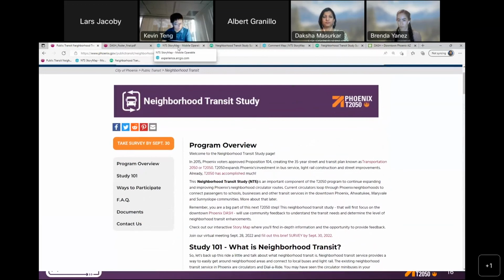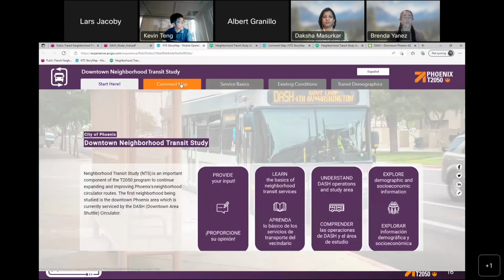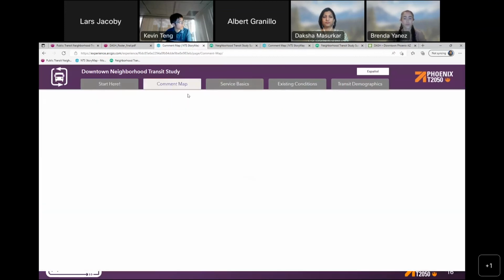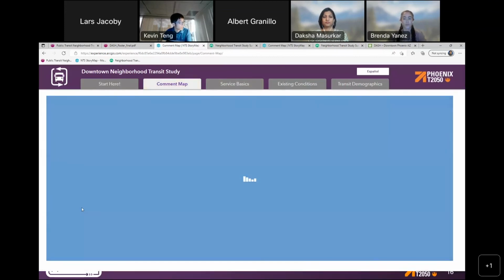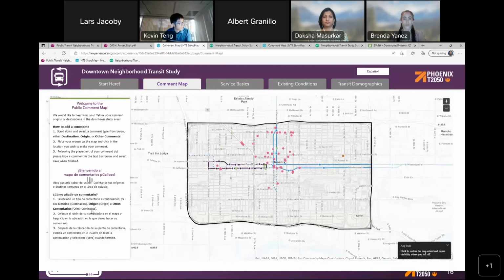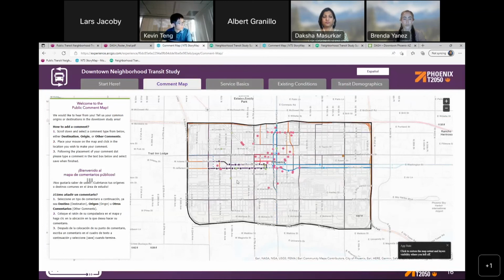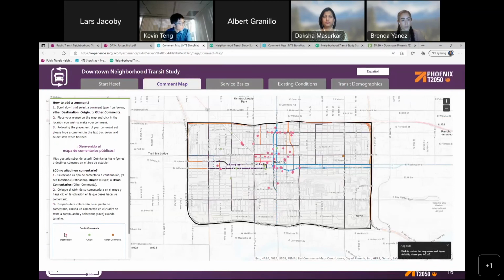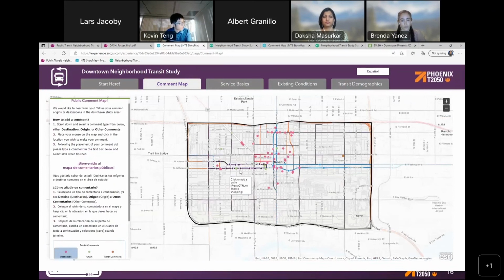I think the one thing I will try earlier is on the comment map. If you go there, Daksha was talking about clicking on the map to place a dot to tell us your comment and your origin and destination, where you want to go. So let me just quickly try it and see how easy this is. Hopefully you can all see my screen.